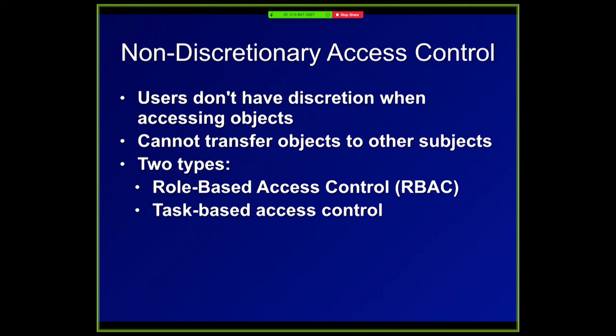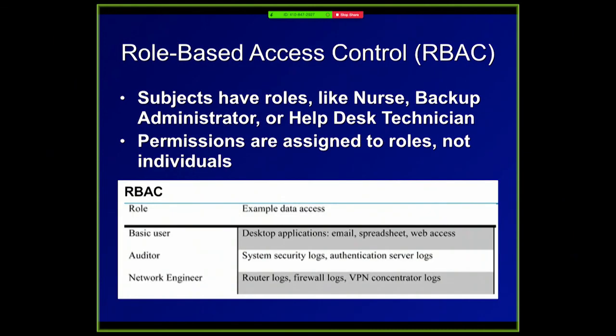Non-discretionary access control is where you do not have discretion, and there are two types, role-based and task-based, where you have some limitations on what you can do. The role-based access control is by far the most common. This is what happens in Windows domains. You sort users into groups, like auditors, network engineers, and basic users, and each one of them has certain things they can do and things they can't do. And these are your Active Directory groups. This is what most people find works at a business.